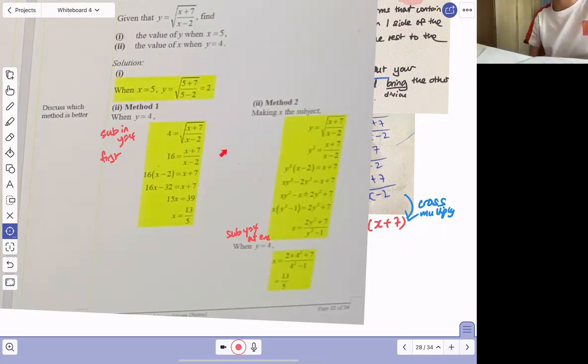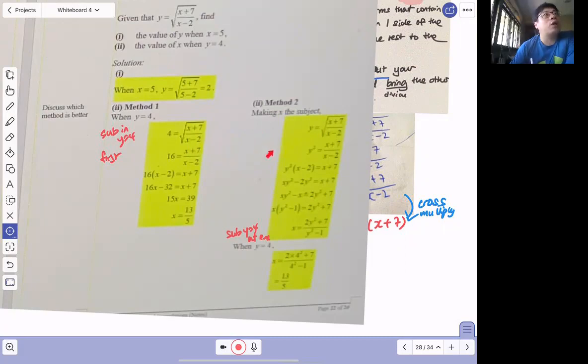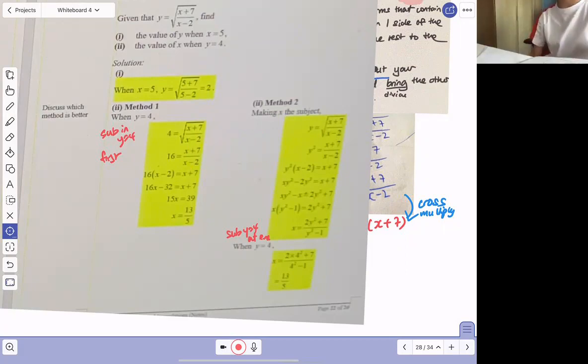I think method 1. Because if you use method 1, then it will save a lot of time. You don't need to make x the subject and whatever.